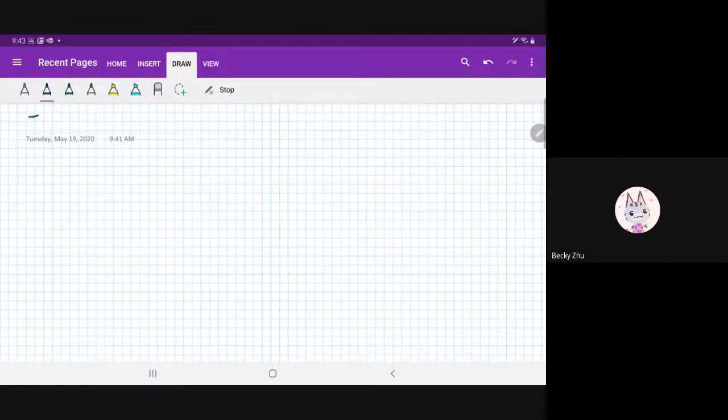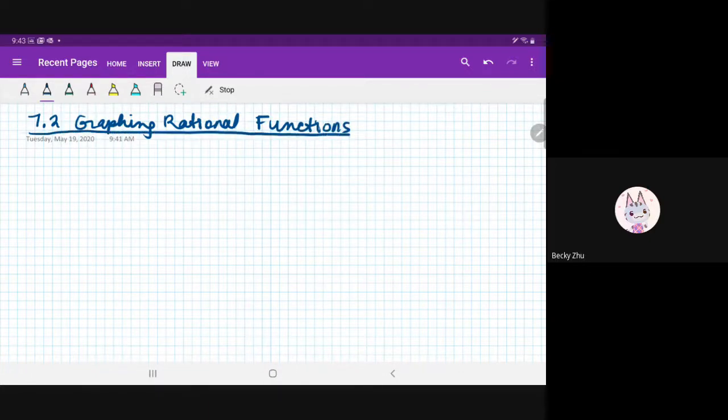Okay, here we go. This is section 7.2, and it's called graphing rational equations. Functions, not equations. Functions. Graphing rational functions. And really, there's 3 different ways to do this.